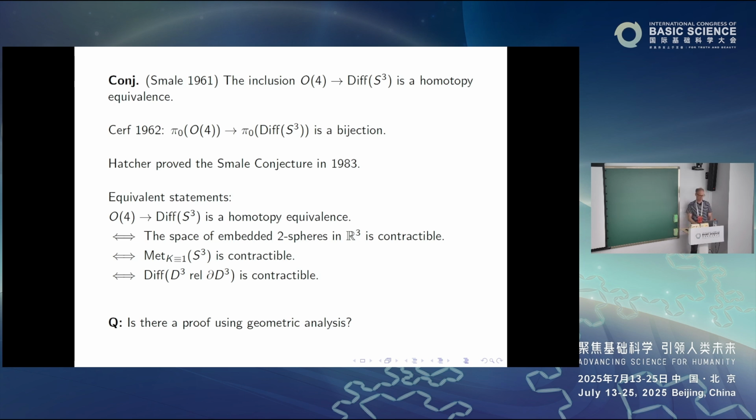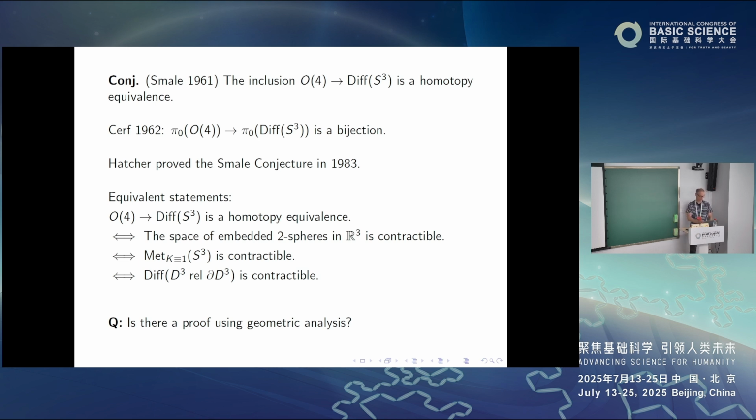And very soon after that, Cerf proved this on the level of pi 0, on the level of path components, meaning if you have a diffeomorphism of S3, then it's isotopic to an isometry. Okay, so that happened soon afterward, but a long time passed before the full conjecture was proven by Hatcher in 1983.